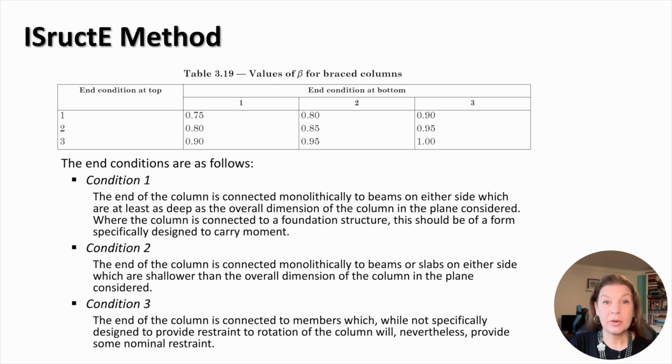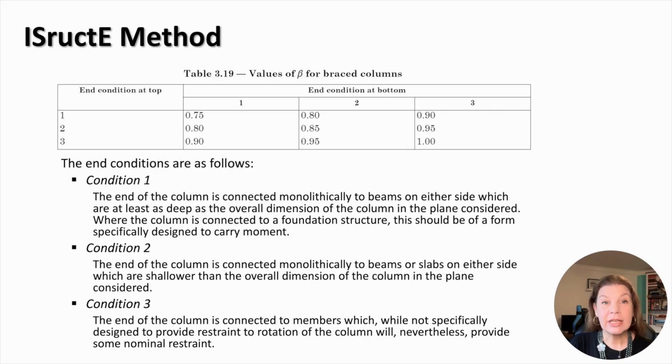Condition 1 describes a monolithic connection between column and beam or slab, where the beam or slab is deeper than the column dimension in the plane. This connection type is considered to carry moment. Condition 2 describes a monolithic connection between column and beam or slab, where the beam or slab is shallower than the column dimension in the plane considered.